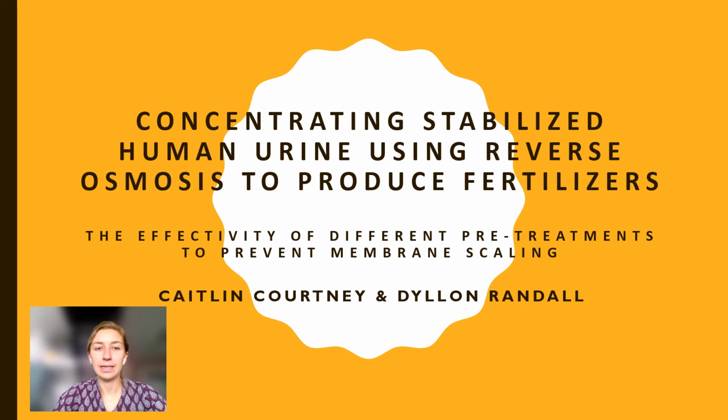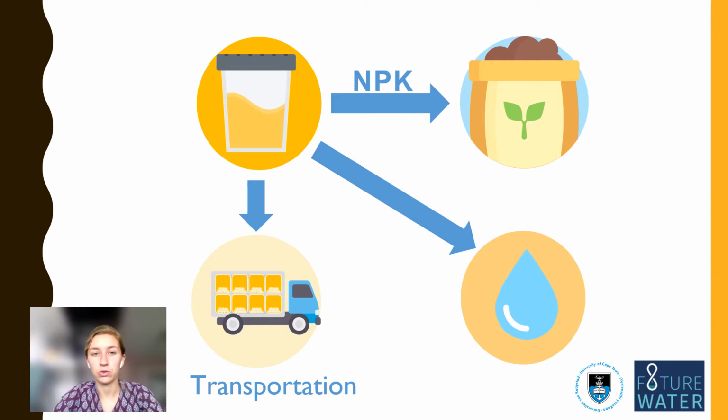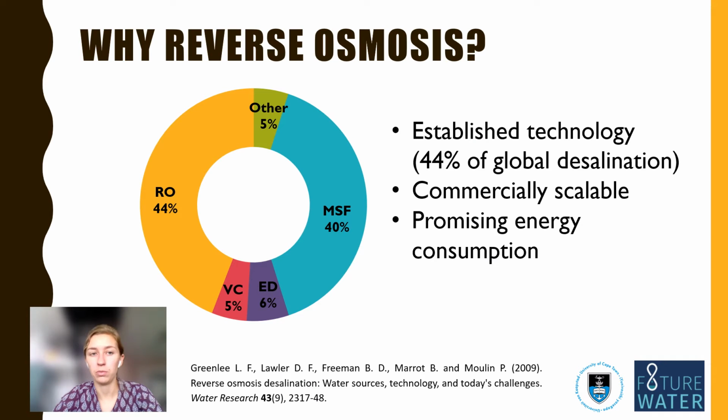Hello, my name is Caitlin and I'm a PhD candidate researching the concentration of stabilized human urine using reverse osmosis to produce liquid fertilizers. Urine contains all the key components of fertilizer, but is 97% water and so expensive and logistically challenging to transport. Our proposed concentration and nutrient recovery method is reverse osmosis, as this is a well-established technology and accounts for 44% of global seawater desalination.